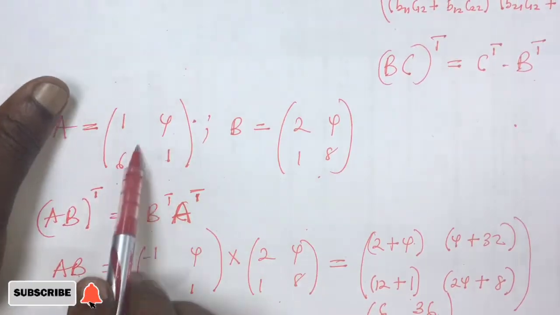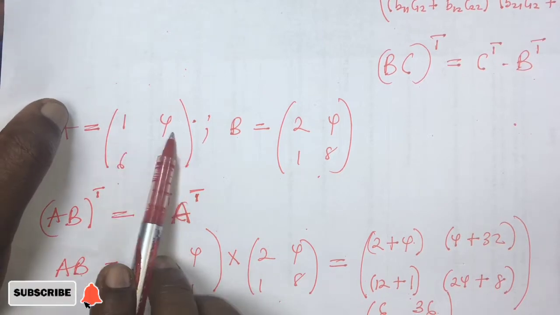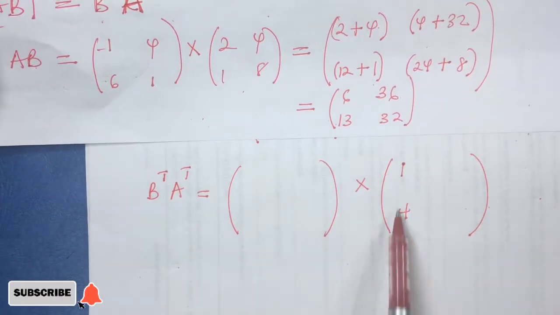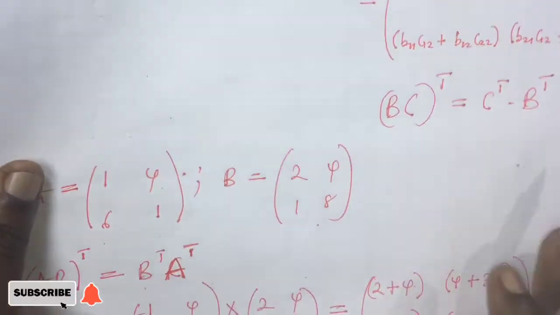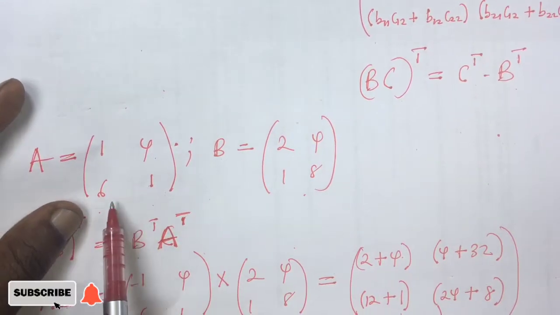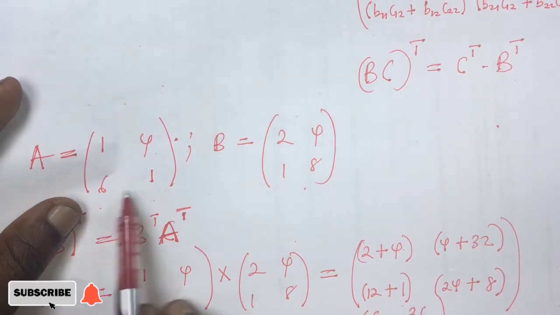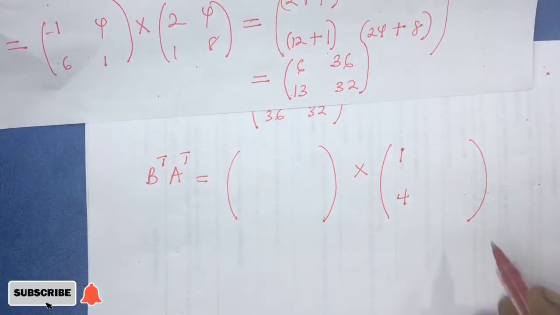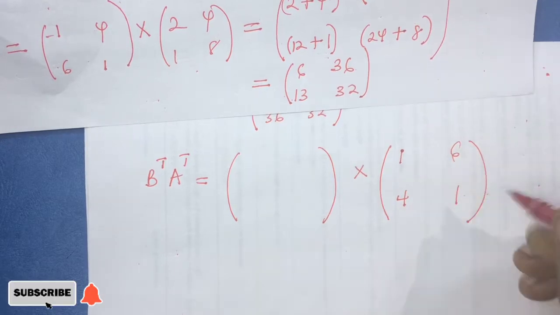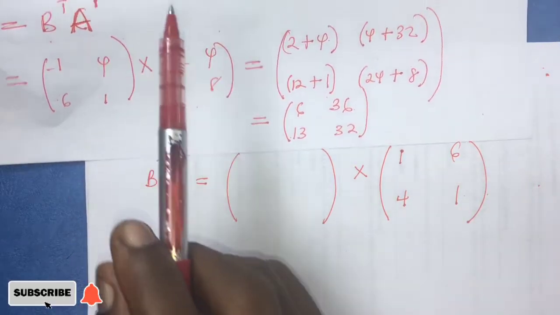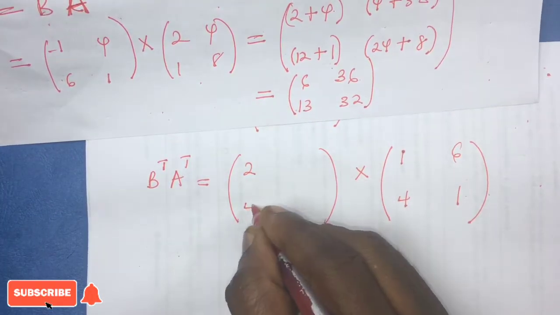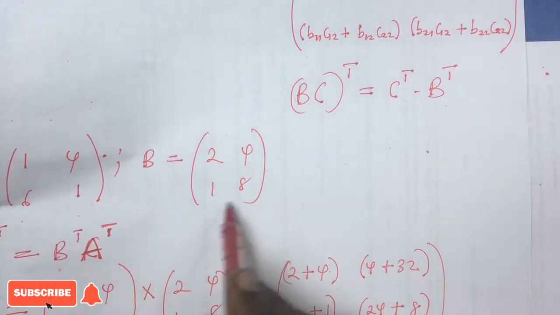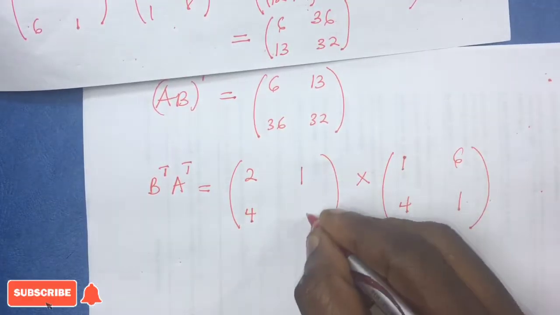So in A, 1, 4 was a row, it becomes a column in A transpose. 6, 1 was a row, it becomes a column here, so this will be 6, 1. Now for B transpose, we will be transposing the matrix B. 2, 4 is a row, so in B transpose it becomes a column. 1, 8 is a row in B, it becomes a column 1, 8 here.